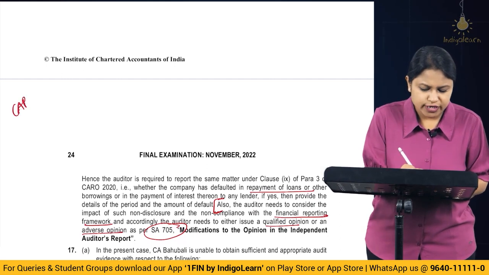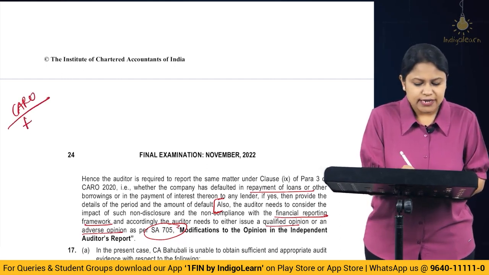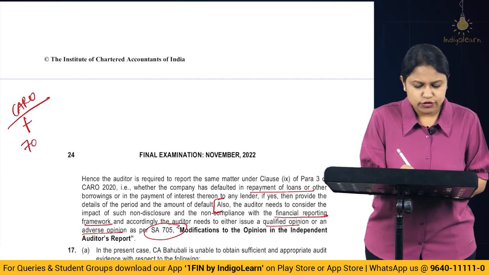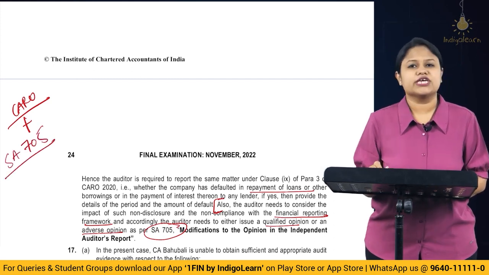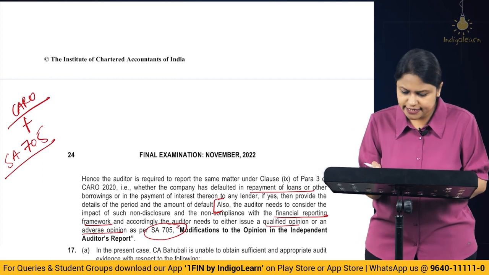So you give the CARO reporting also because there is default in the repayment, plus you will also give the 705, that is SA 705 requirement. You will check whether there is a need for modification. Alright.